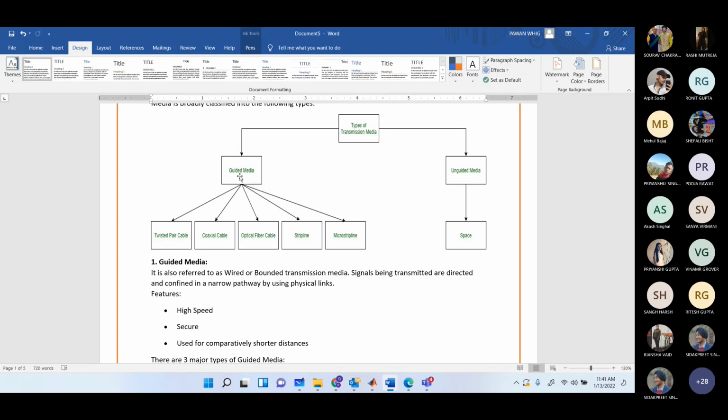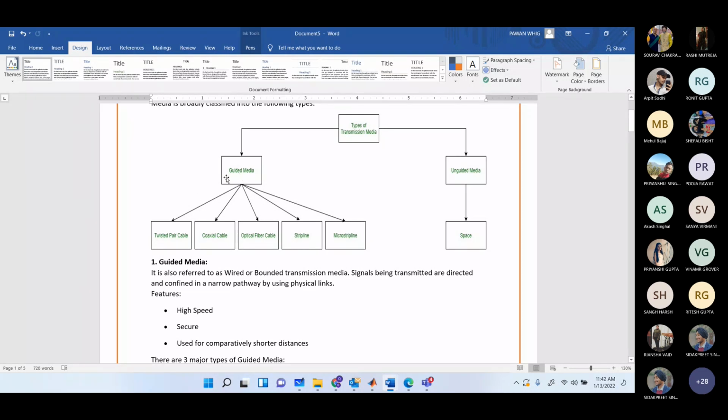In the same way, as the name suggests, unguided media means where there is no physical link. There is no physical link. So wireless. We may say it is wireless, right? It is a correct word.